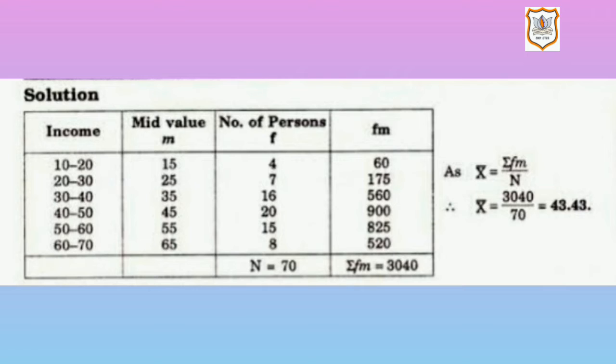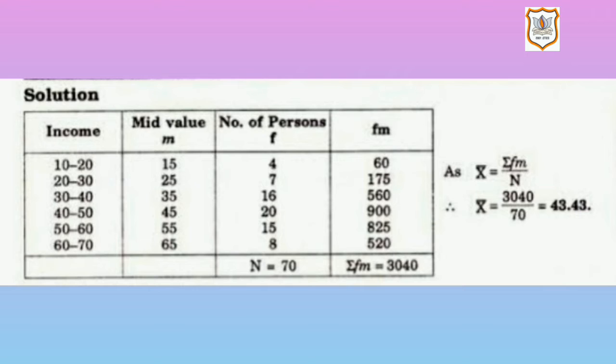Income is written and first we have to find the mid values as I said previously. How to find the mid values? 10 plus 20 divided by 2 is equal to 15. 20 plus 30 divided by 2 is equal to 25. 30 plus 40 divided by 2 is equal to 35. 40 plus 50 divided by 2 is equal to 45. 50 plus 60 divided by 2 is equal to 55. 60 plus 70 divided by 2 is equal to 65. Now mid values can also be written as x or m, both.